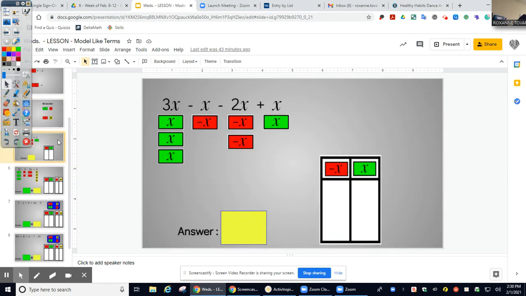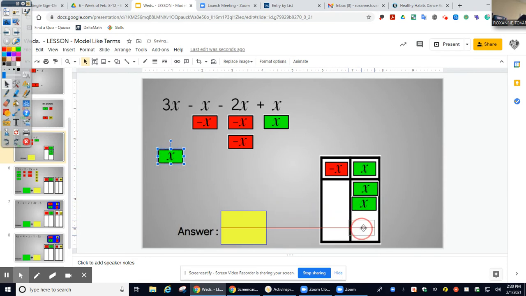All right, so let's go ahead and let's do some practice now. So here we have 3x, take away x, minus 2x's, plus an x. So we're going to practice just combining x's like we did integers back at the beginning of the school year. So if I have 3 x's, I'm going to drag my 3 positive x's underneath positive x here. And when it's negative, I'm going to drag it on the negative side.